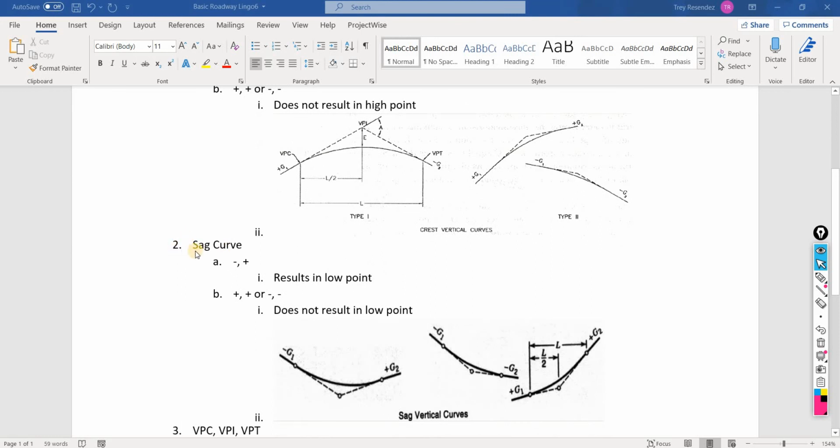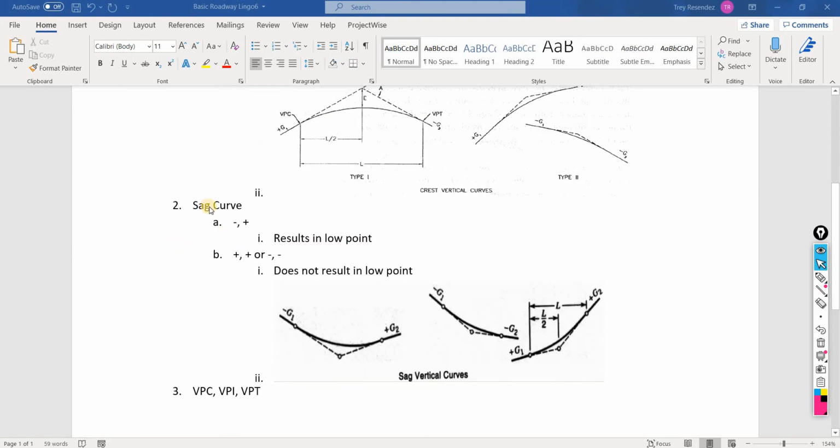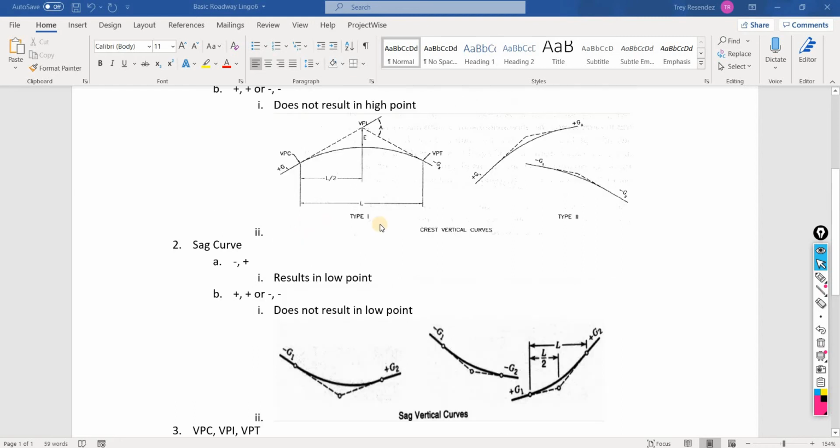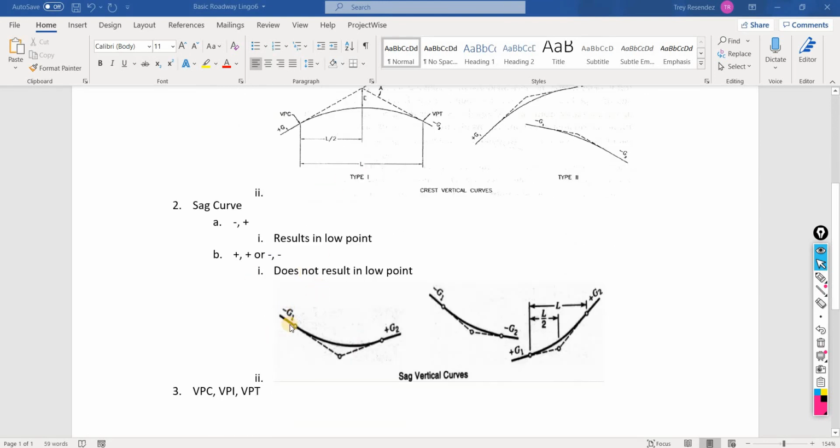And if we look at the next topic, it's going to be sag curve. And it's really just the opposite of what a crest curve is. So if we look, we're going to have a negative back tangent followed by a positive forward tangent. And this is going to create a sag curve. And a minus plus sag curve is also going to create a low point.